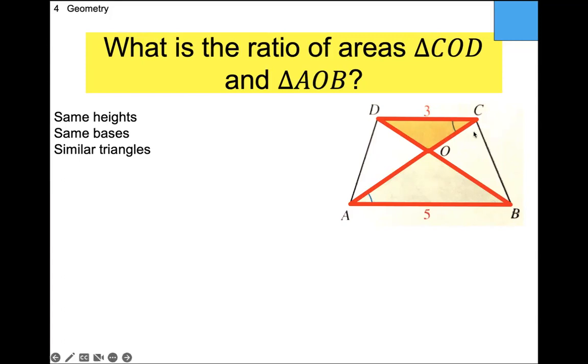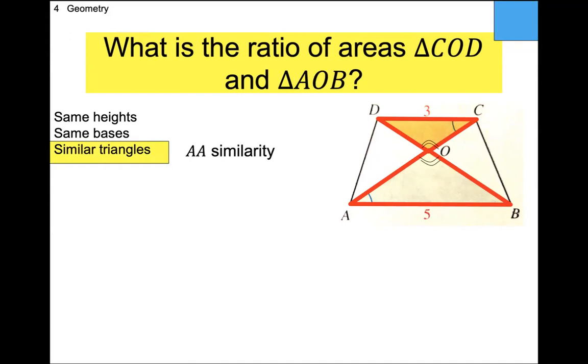Well, notice we were given with this arc that angle DCO is congruent to angle OAB. Well, that's one angle. And notice we've got vertical angles there. There are the two vertical angles. So we've got an angle. Yes, those two triangles are similar. So what did it say if two triangles are similar? It said if two triangles are similar, then the ratio of their areas is equal to their scale factor squared.